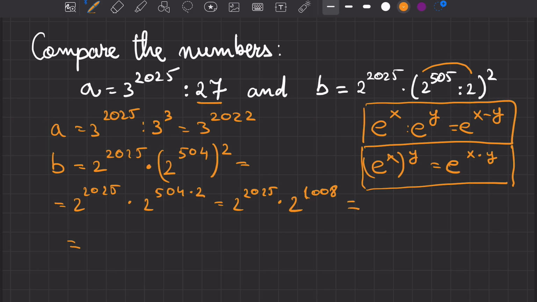Now we would apply another rule, the product rule. If we have e to the power of x multiplied by e to the power of y, this gives e to the power of x plus y. And we apply it here for our numbers and get that this is 2 to the power of 2025 plus 1008, which is 2 to the power of 3033.